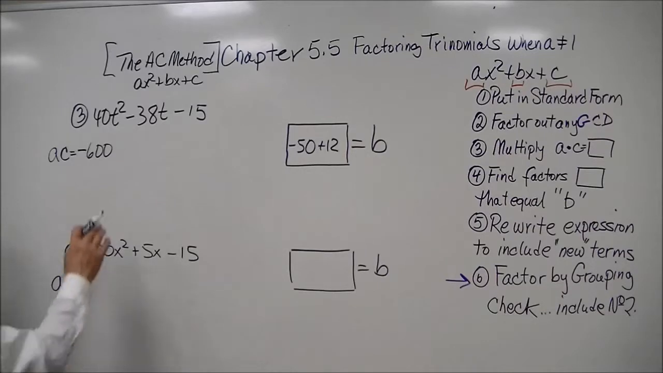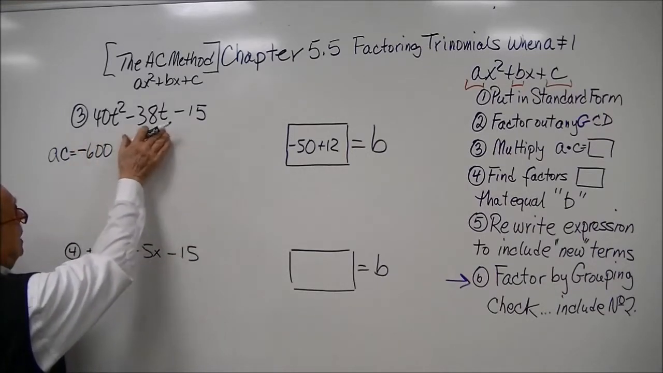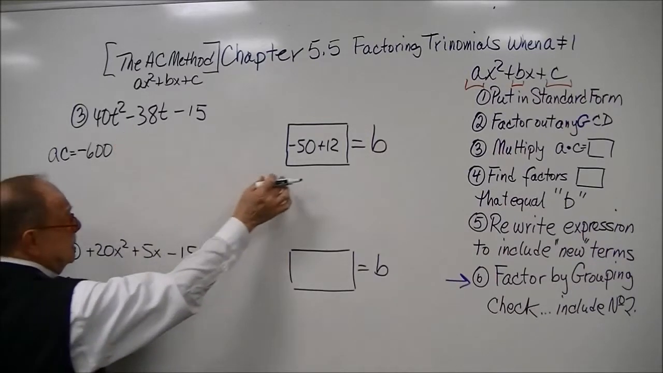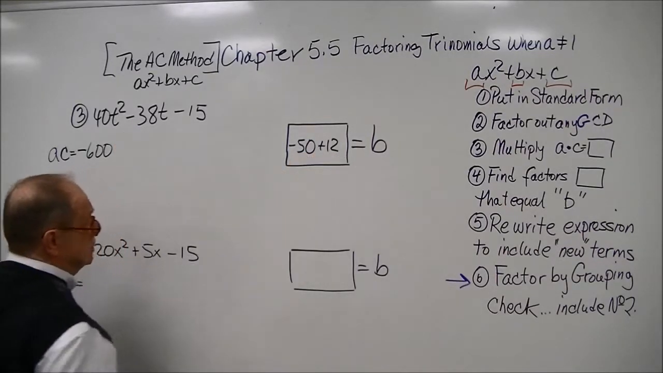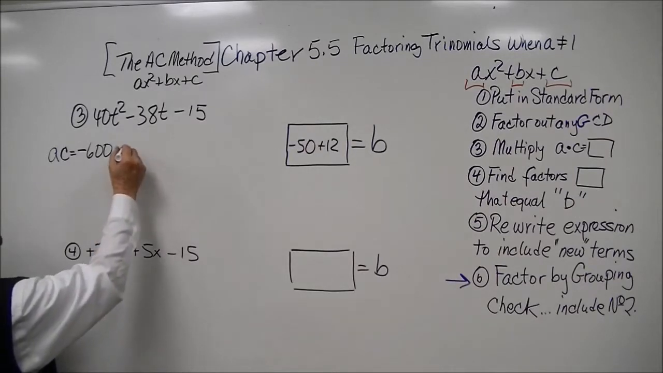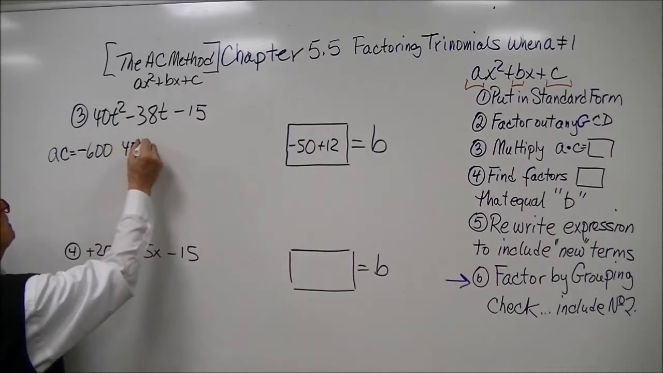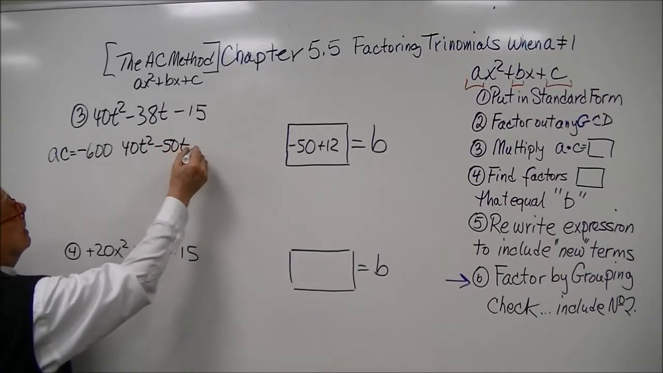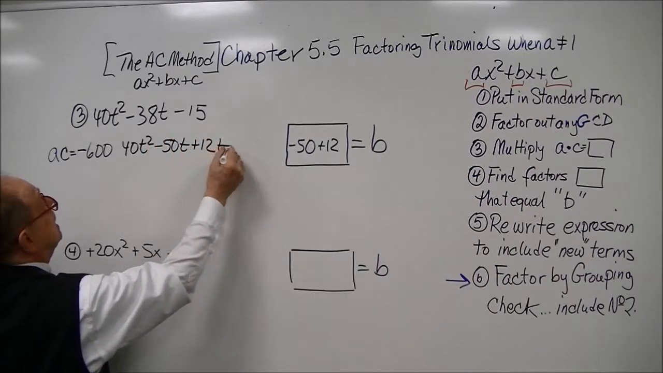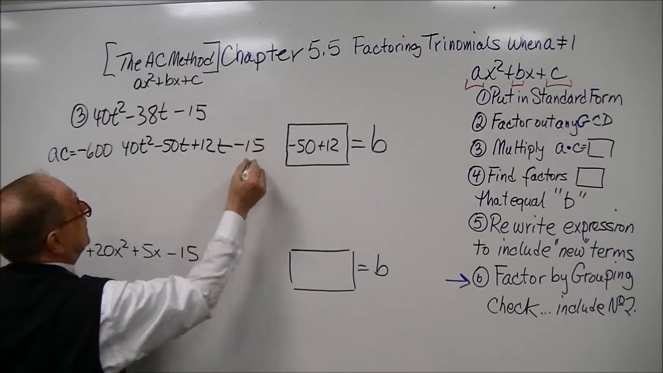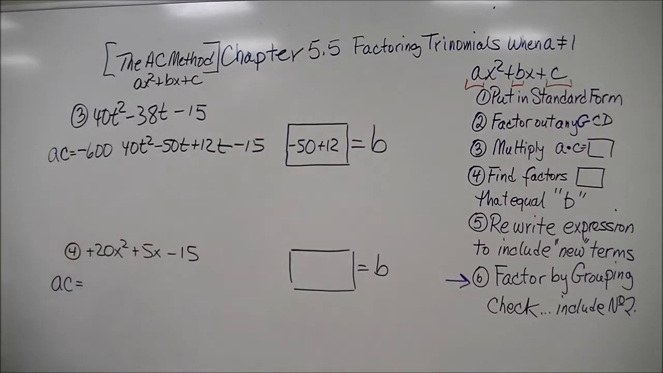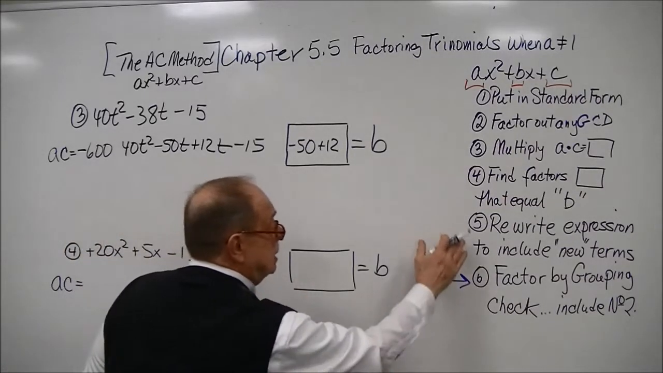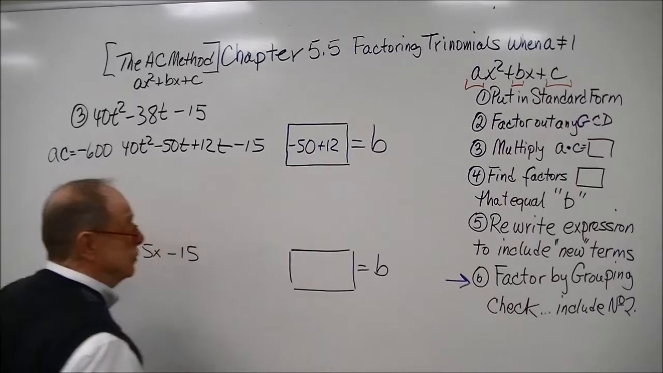So now what I have to do is rewrite this trinomial and then change this b term to use these 2 terms. So it'll be 40t squared minus 50t plus 12t minus 15. Now I have a 4-termed polynomial that I'm going to factor by grouping.